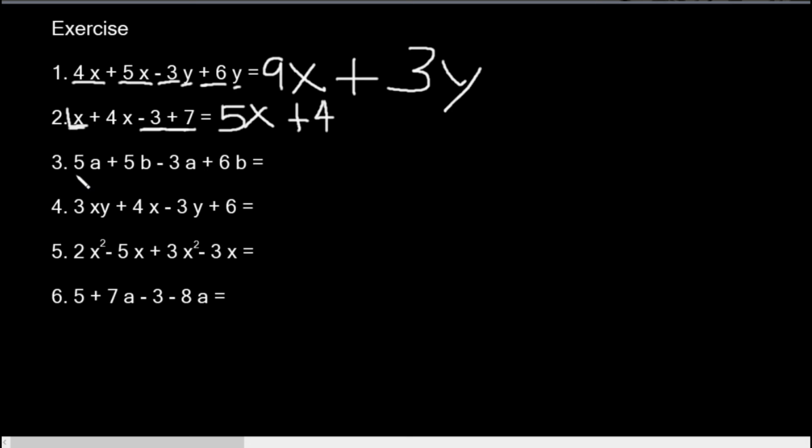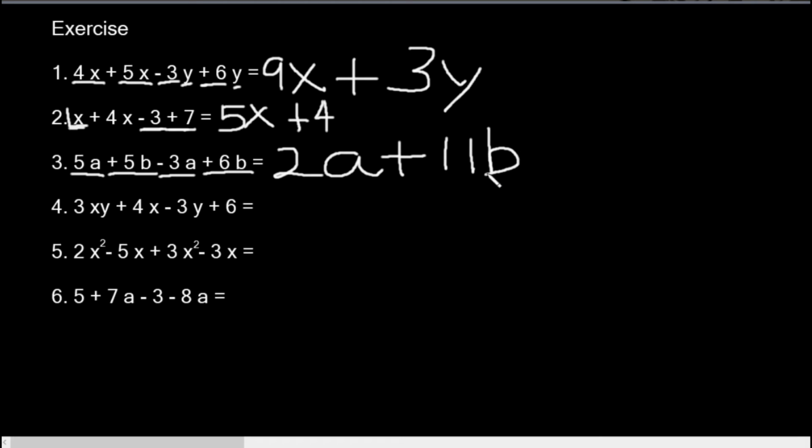And for this one, 5a, -3a. So 5 minus 3 is 2. We got 2a. 5b plus 6b is 11b. For number 4, 3xy plus 4x minus 3y plus 6. Because there's no same variable, this is xy, this is x, and this is y. Because everyone is different from each other, we could not add them. So for this one, the answer should be exactly the same as the question.